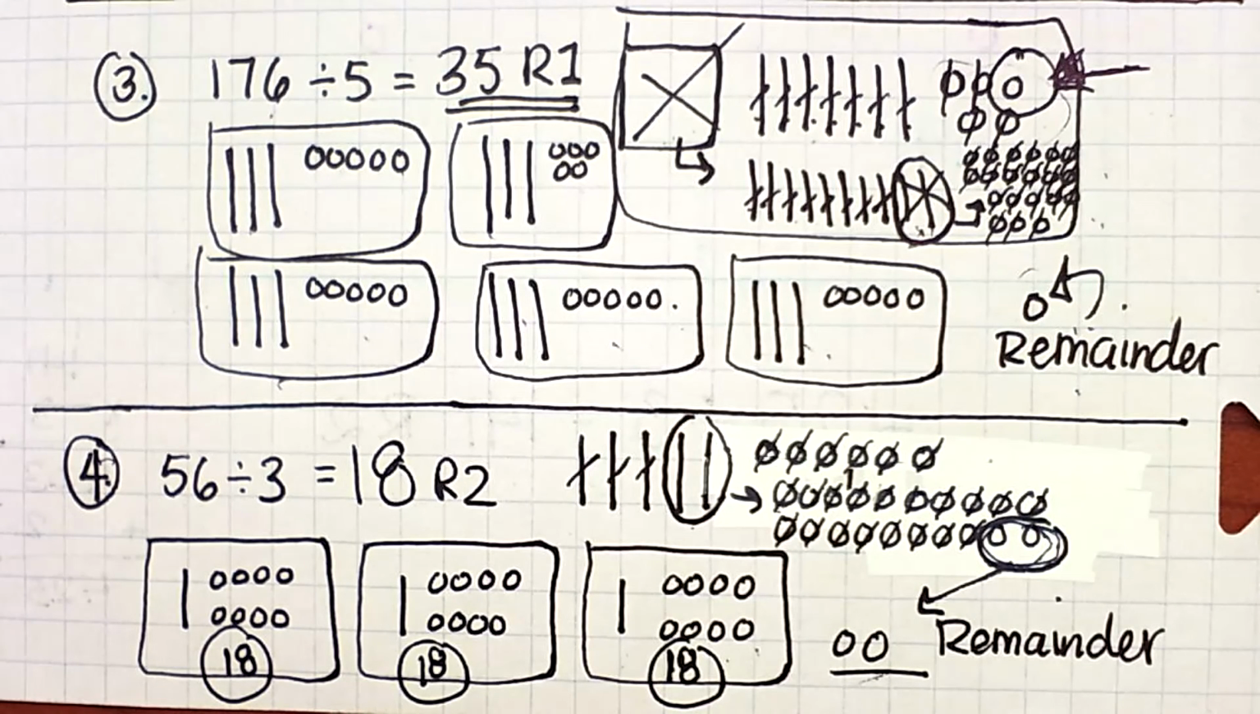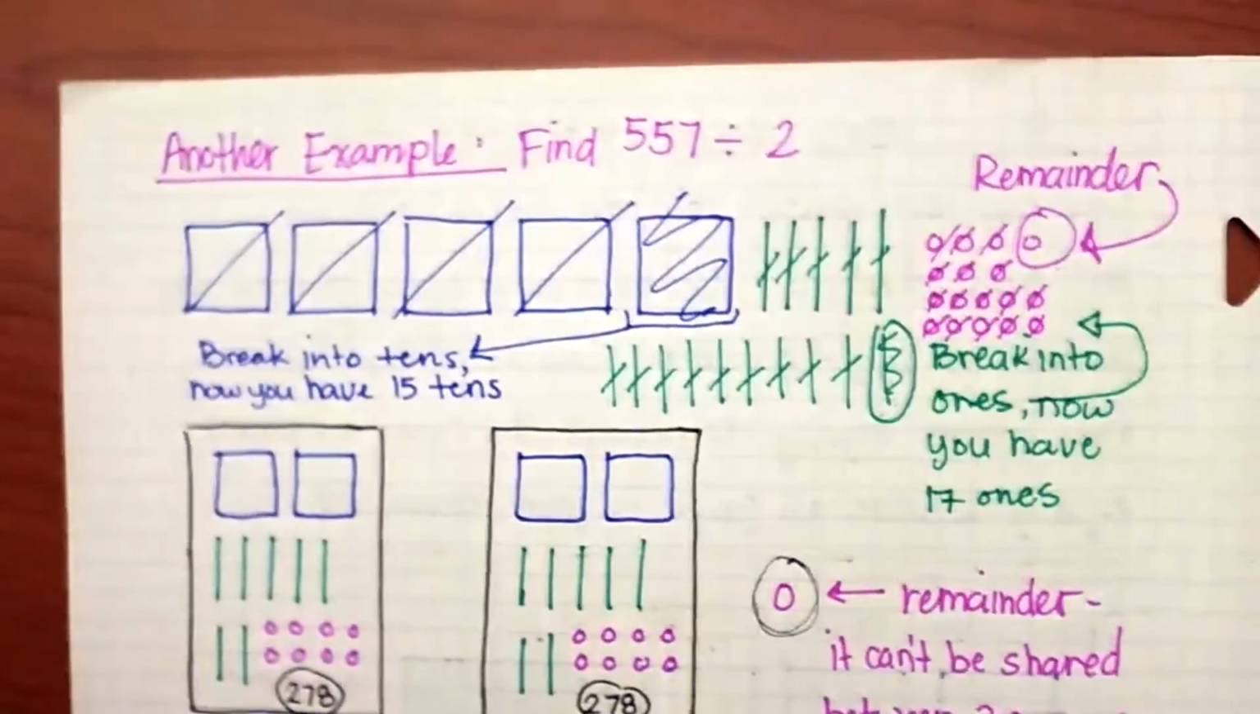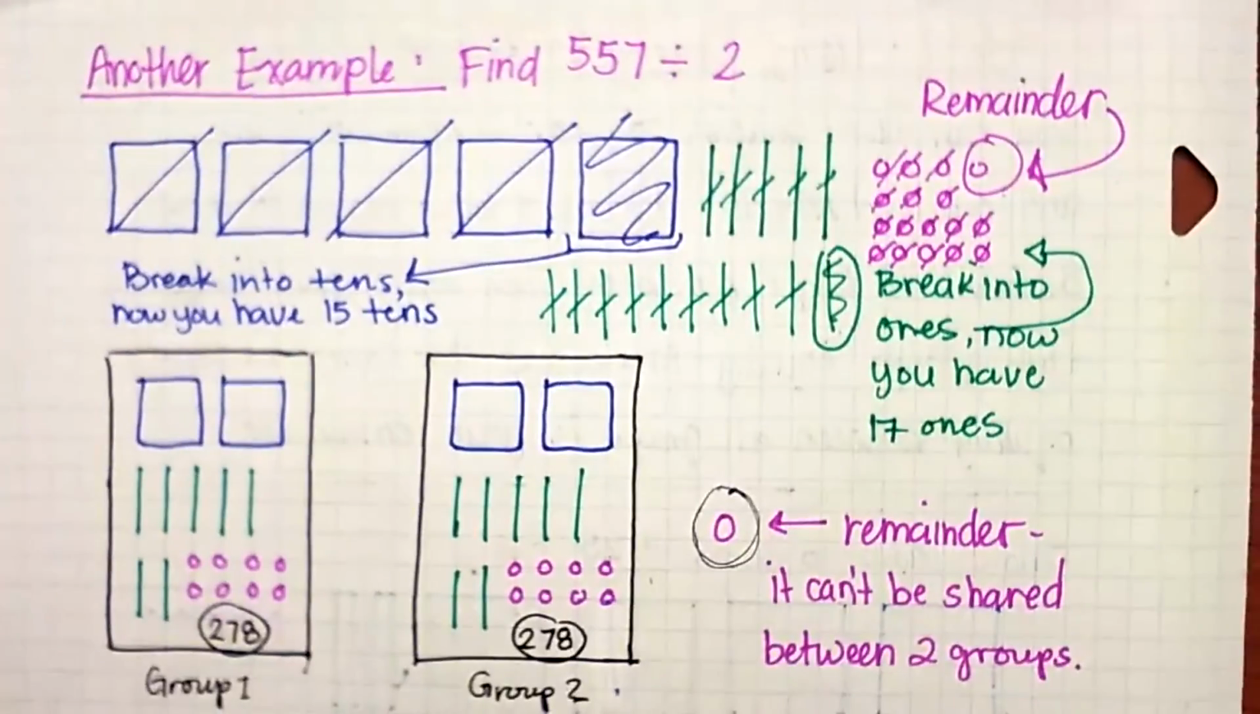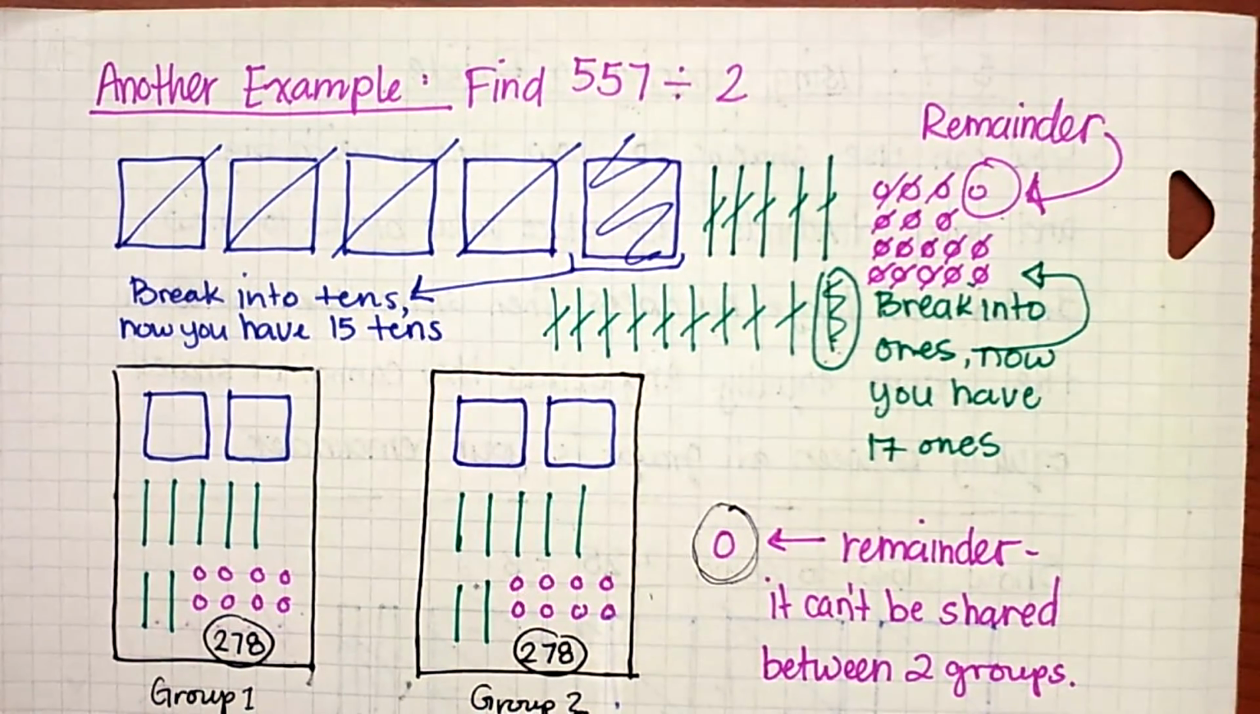The rest of your questions are very similar. They're asking you to draw and share and use your sharing strategies to solve these problems. Remember, you start with your largest digit, your largest place value when you divide, and then you work your way down into your smallest place value.